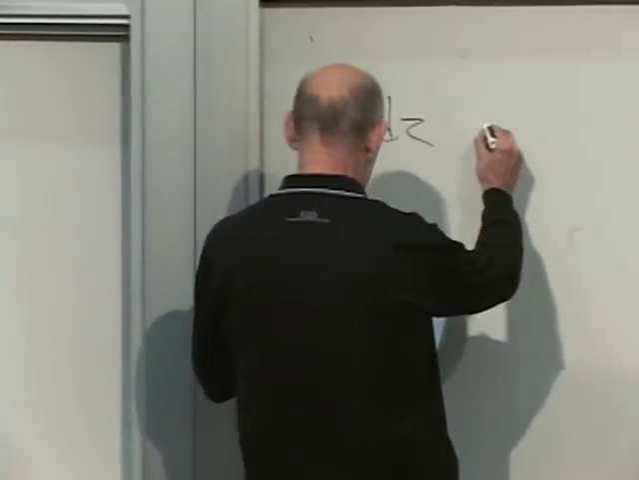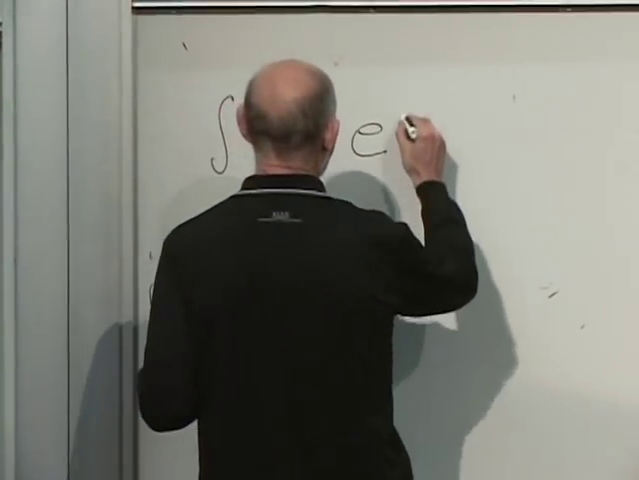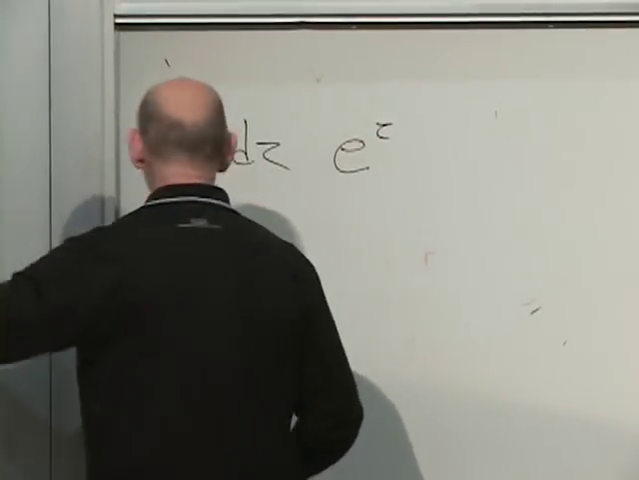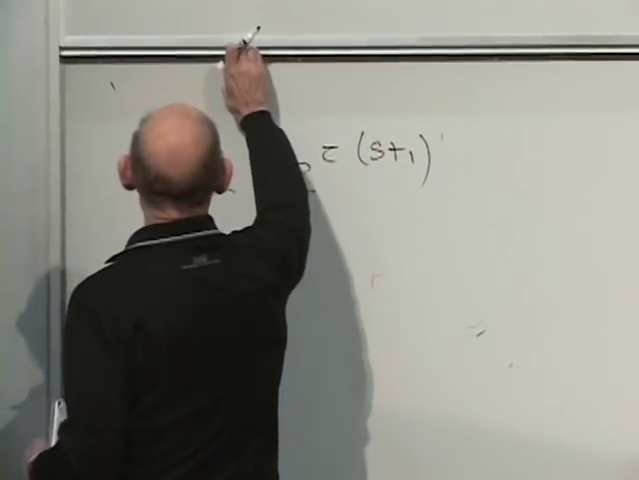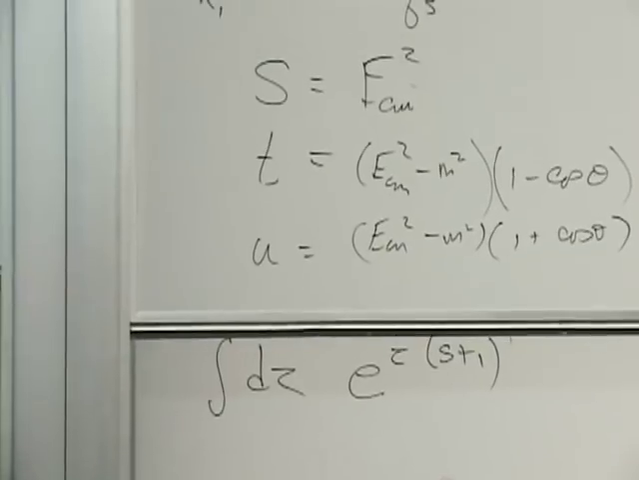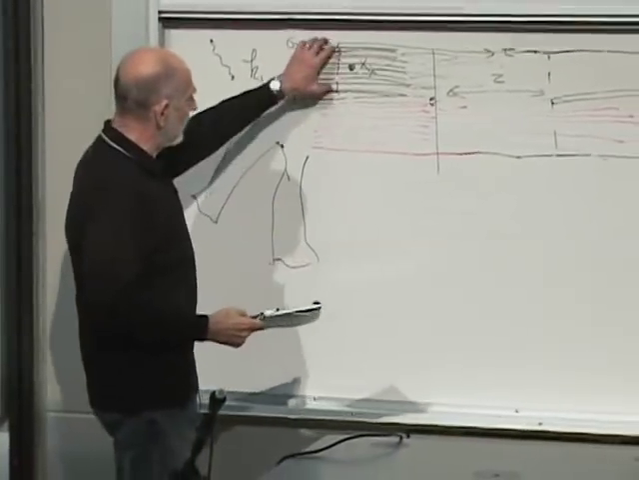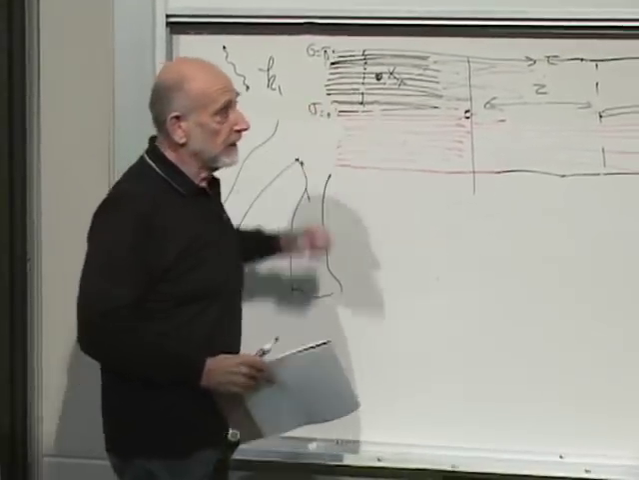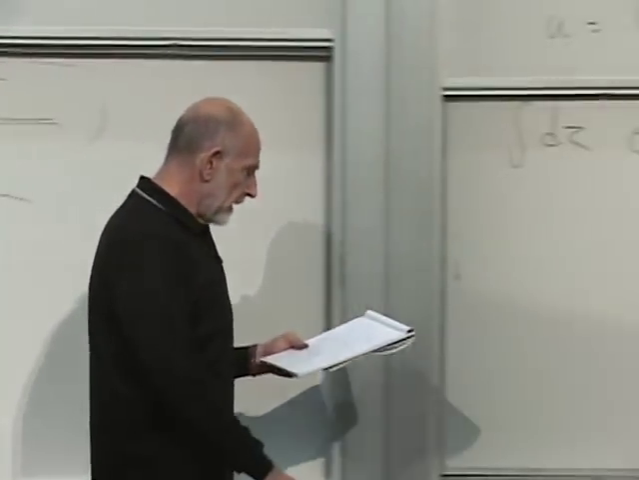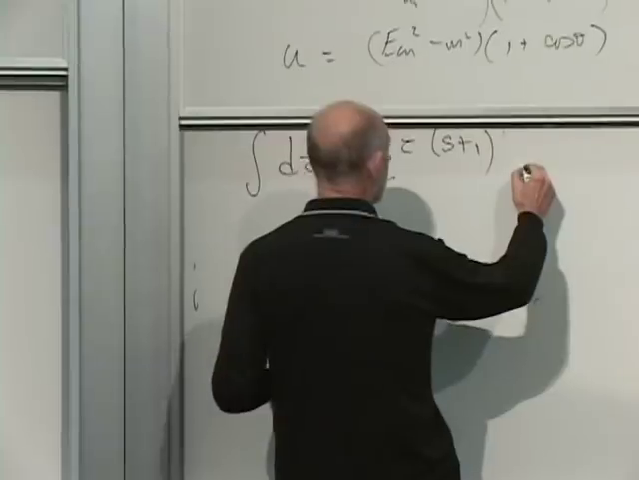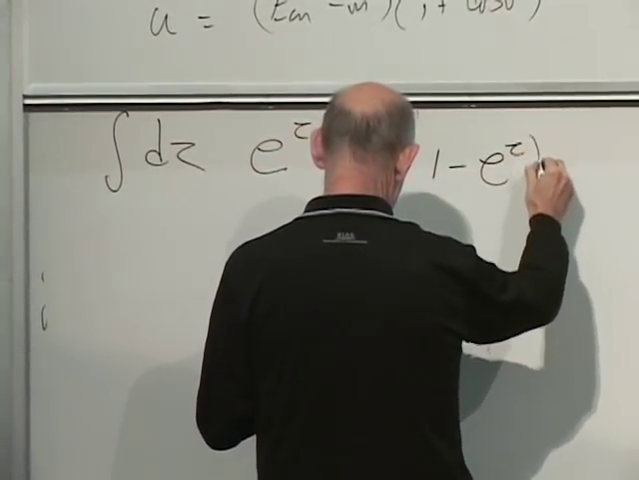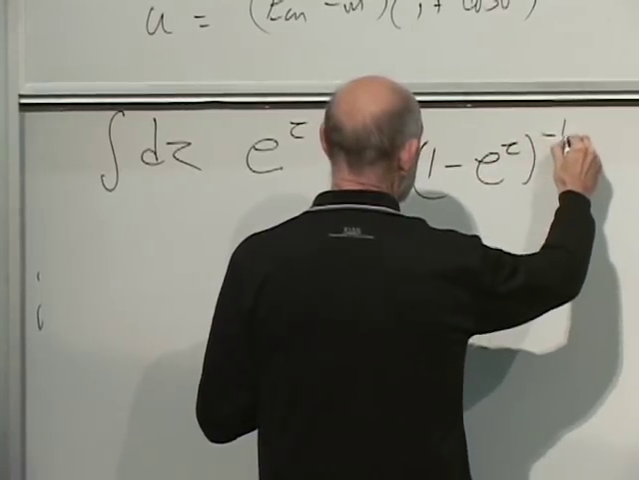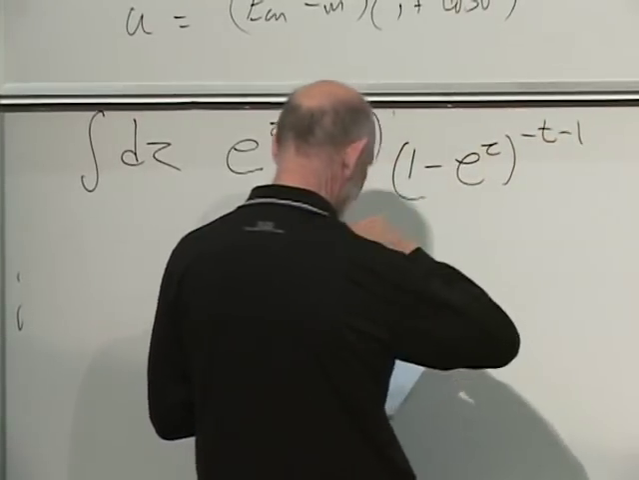It becomes the integral of e to the tau, that's the time, times s plus 1. This s plus 1 is exactly this s. It's the s variable, the square of the center of mass energy of the two particles. You have a factor like that. You have another factor, which is 1 minus e to the tau to the minus t minus 1.